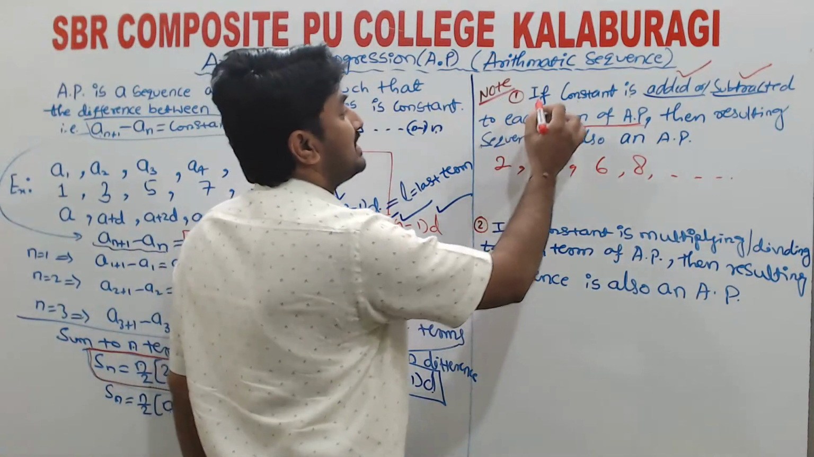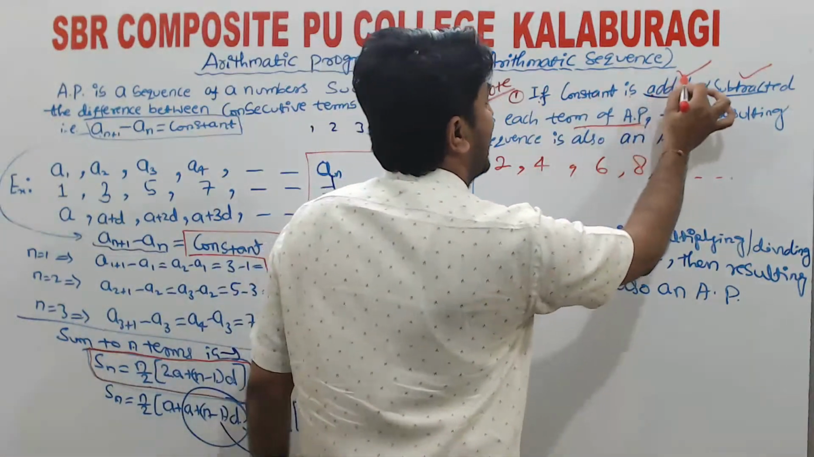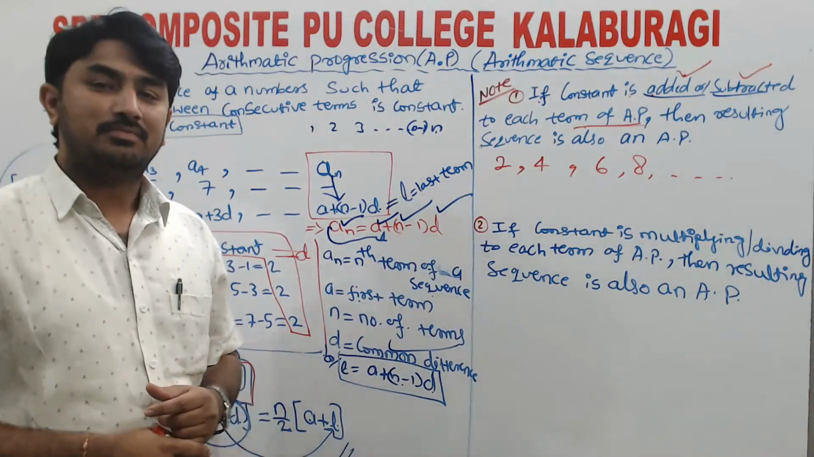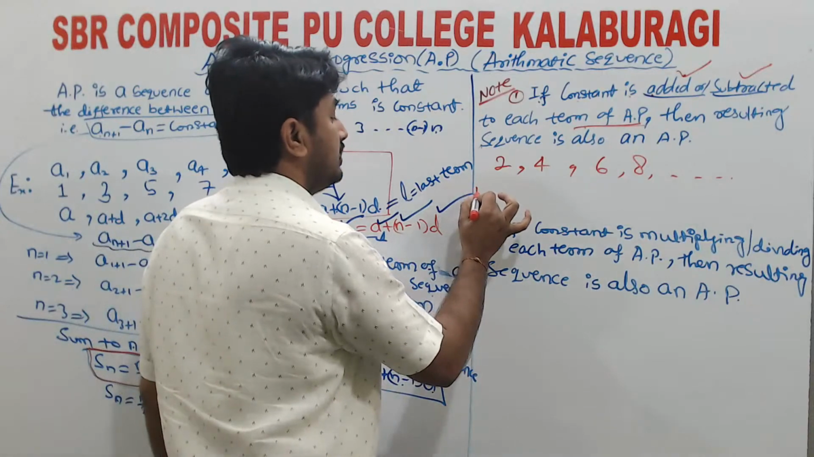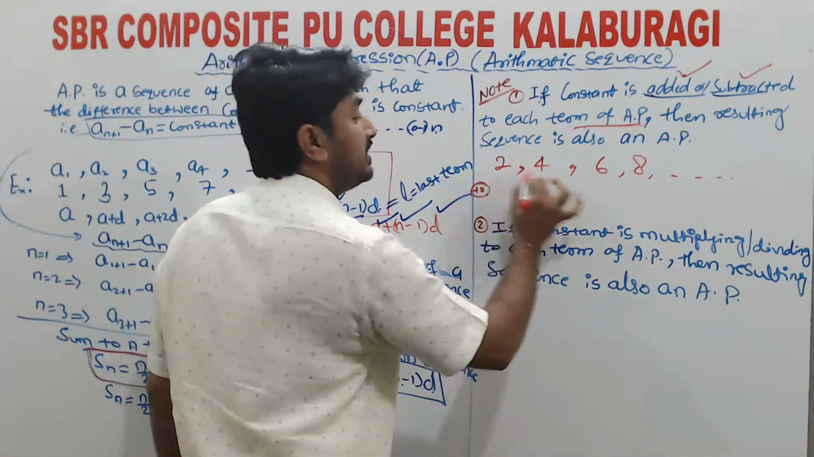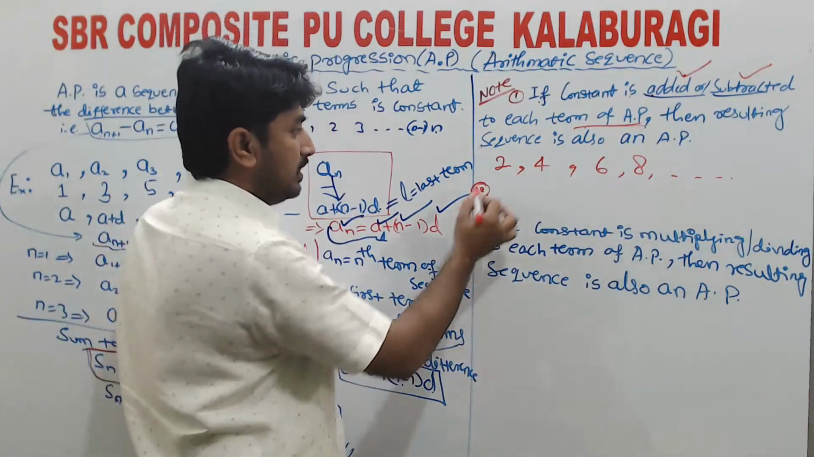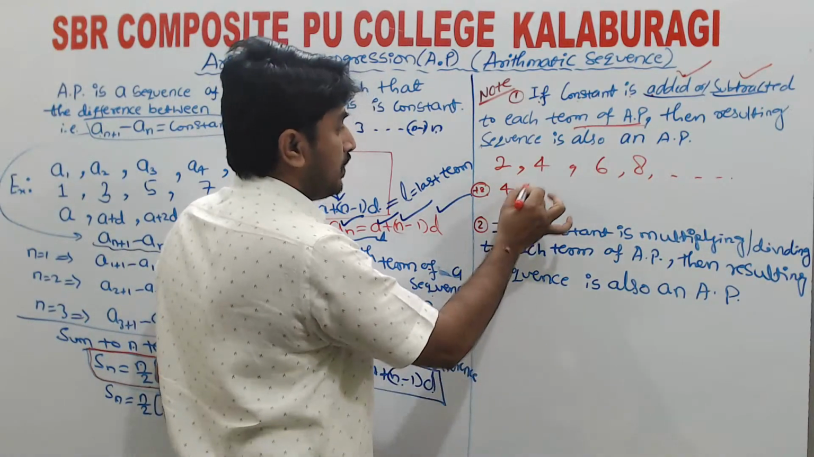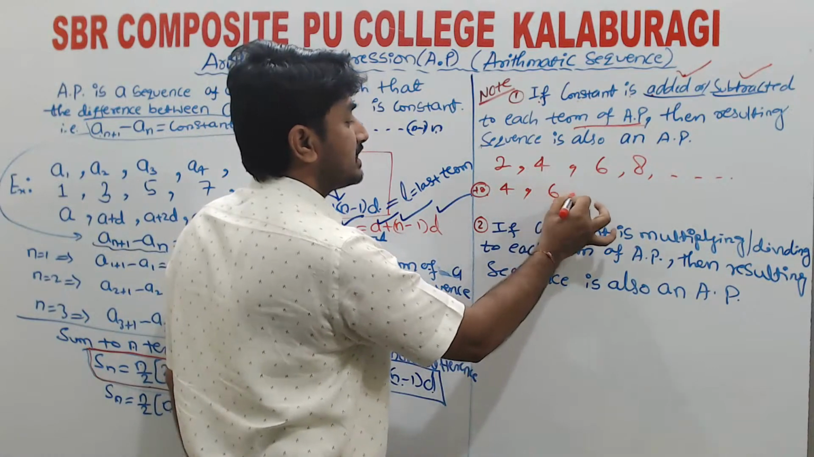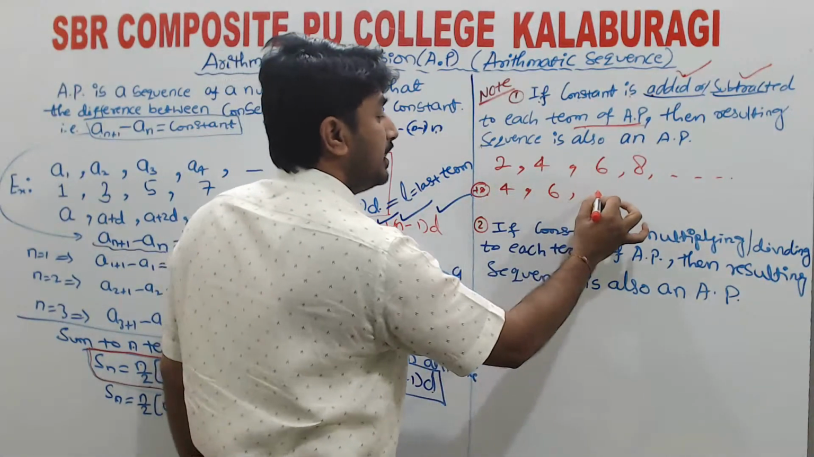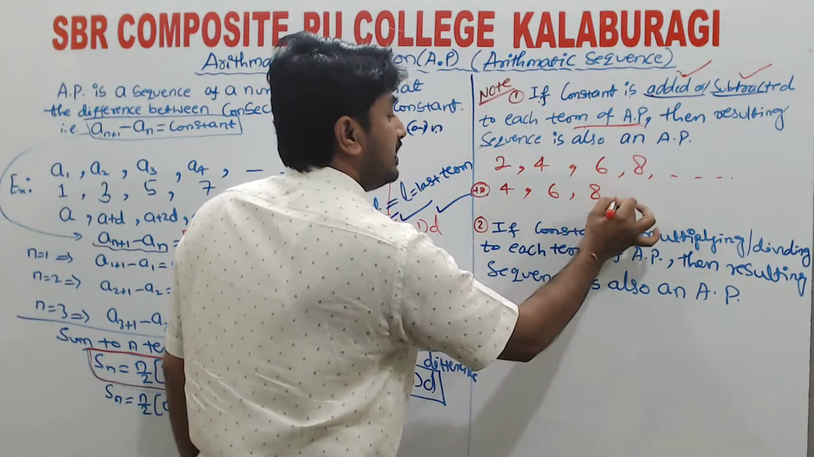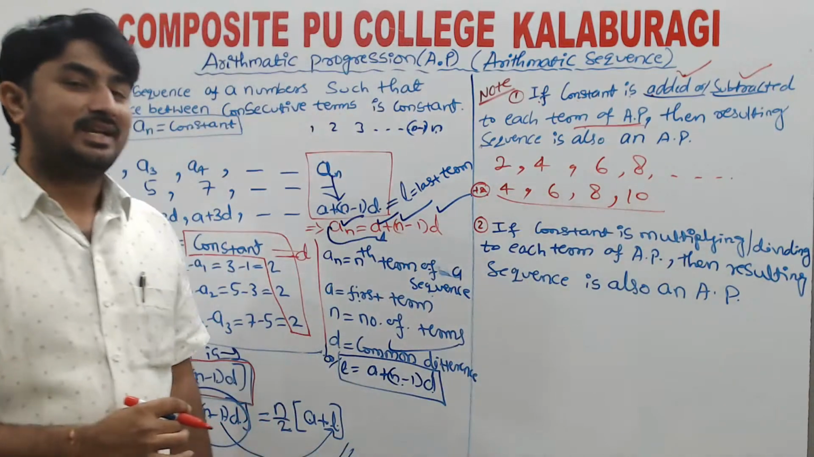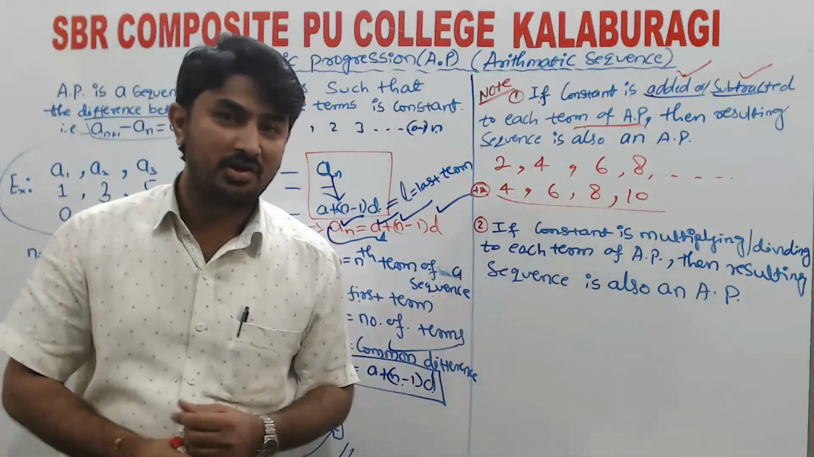So what does the condition say? If a constant is added, first I will add a number to each term. Suppose I add 2 to these numbers. Here 2 plus 2 becomes 4, 4 plus 2 becomes 6, again 6 plus 2 becomes 8, and 8 plus 2 becomes 10. Check once again whether it is in the form of an AP or not.